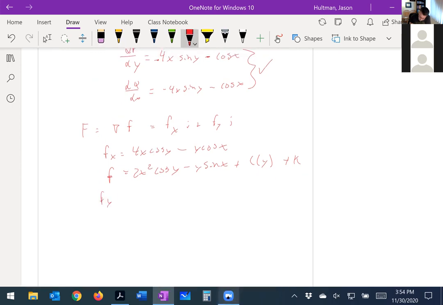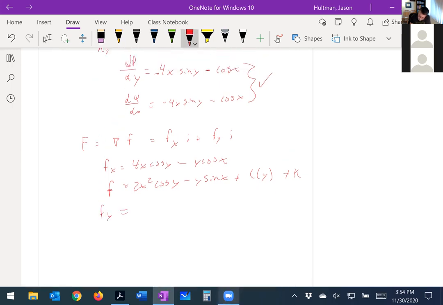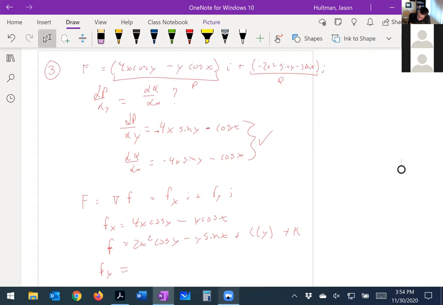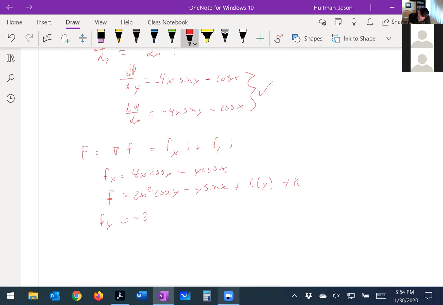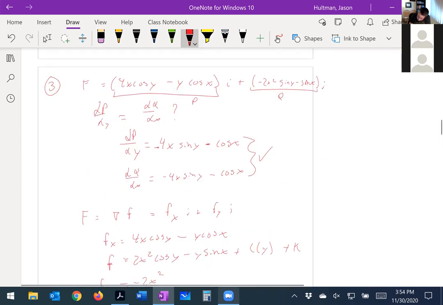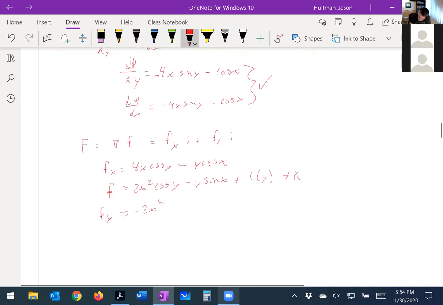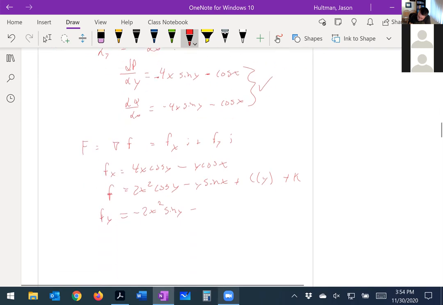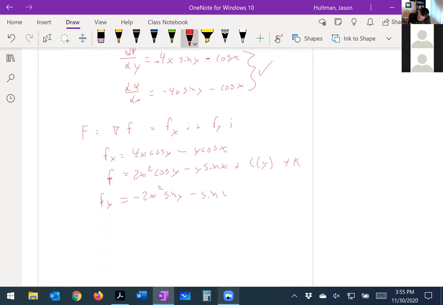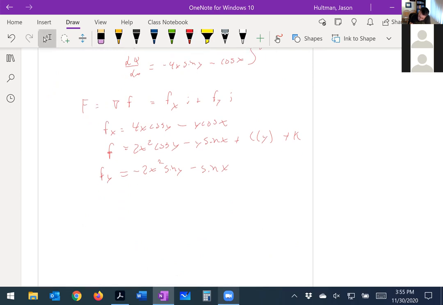Okay, let's look at f sub y here. F sub y is going to be the second one here, which is negative 2x squared sine y minus sine x. So let's integrate with respect to y of this one.